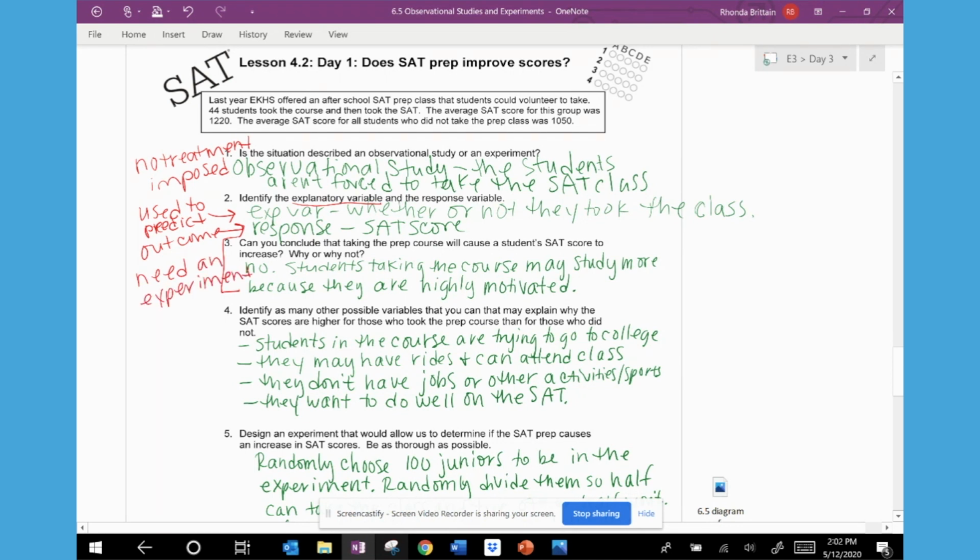On number 4, we're looking at some other variables that may explain the scores. And so this would be considered confounding or extraneous variables. And we need to make sure that we would control for those if possible, if we were doing an experiment, because these can actually affect the response. So we may need to look at the data in a different way if it's an observational study.